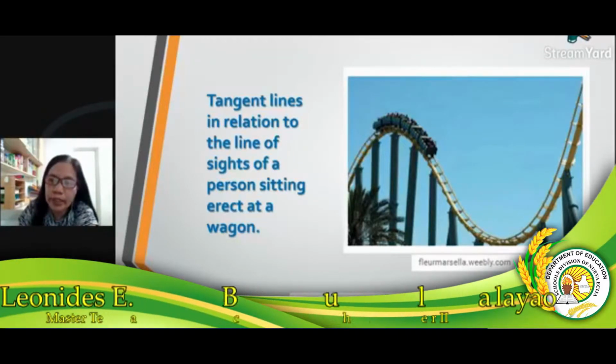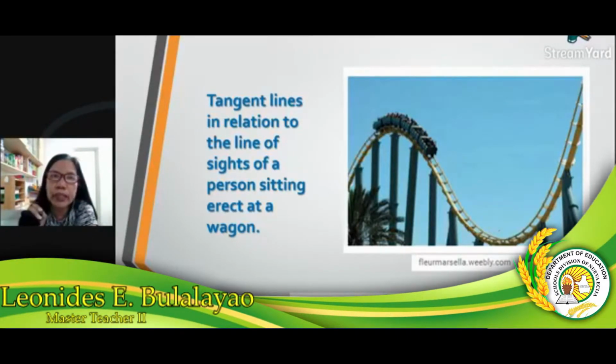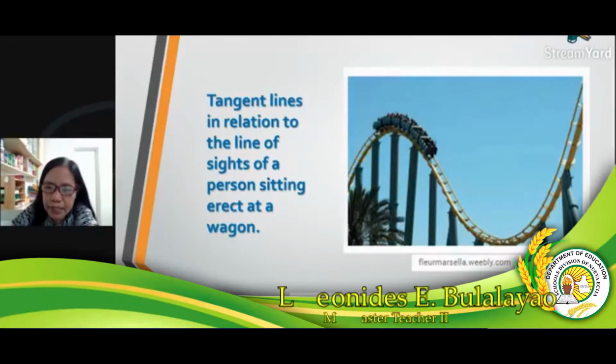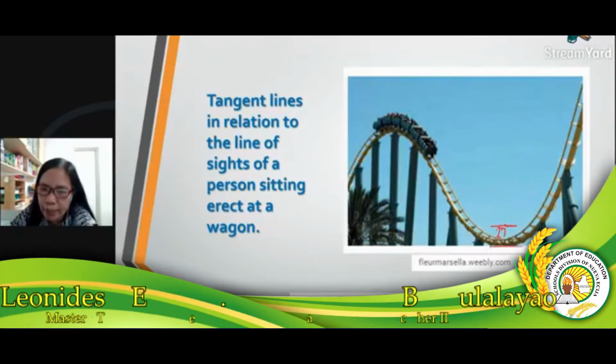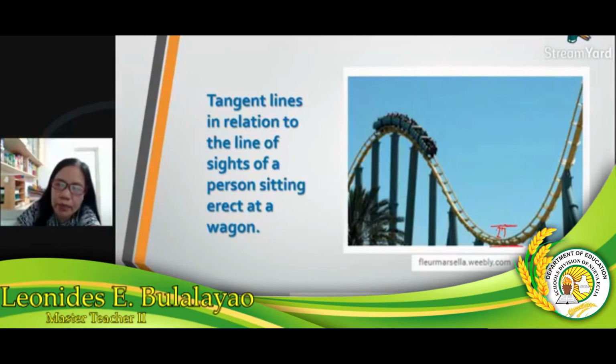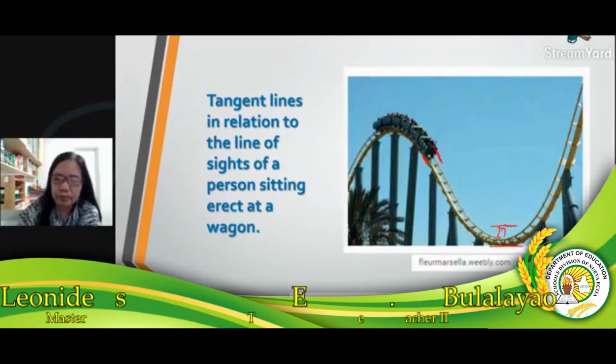He or she is looking ahead. So, for instance, the passenger is here, sitting at this wagon. The line of sight of a person is here, and this is parallel to the tangent line at this point. So if we consider this wagon and there is a passenger here, that's the line of sight of the passenger, and this is parallel to the tangent at the point on this car. So if we consider this curve in a roller coaster.